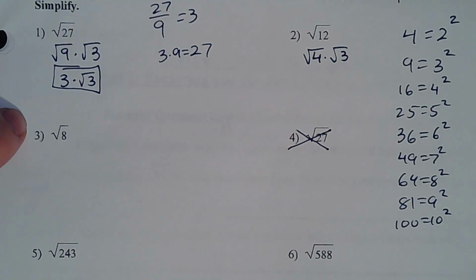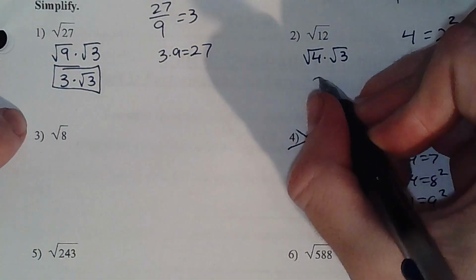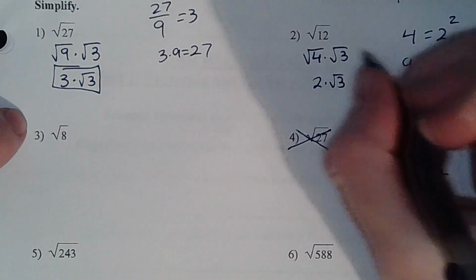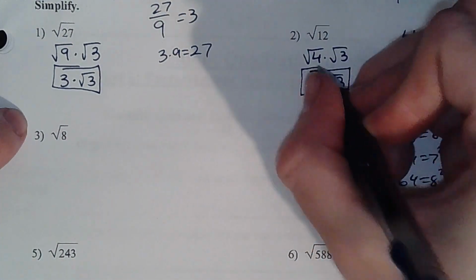Because we can divide by 4. After that, square root of 4 is 2 times the square root of 3. Done. That's the whole question.